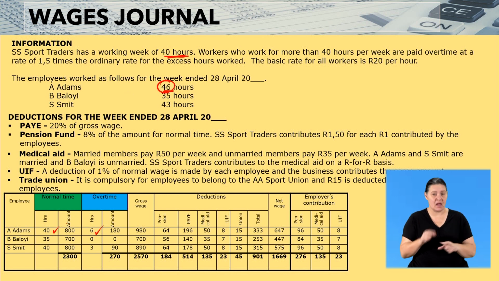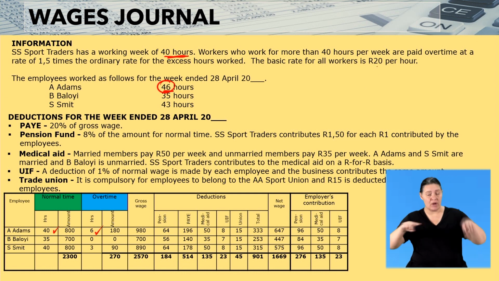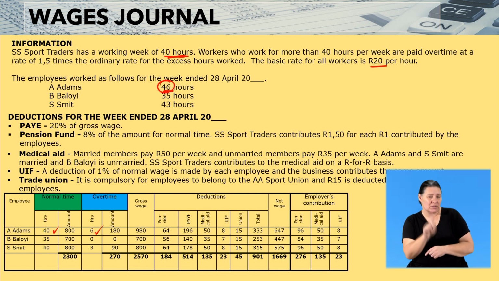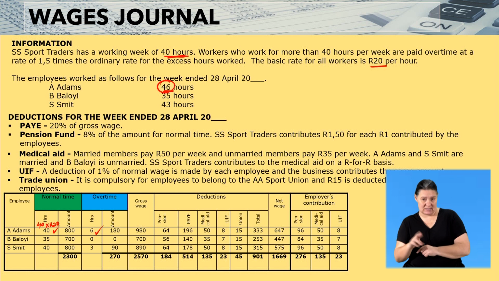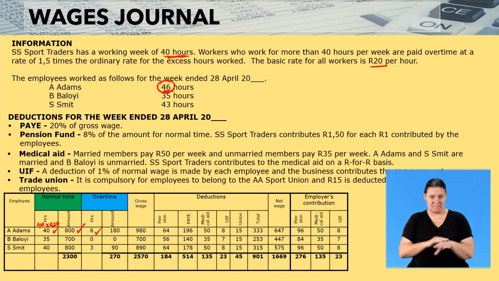And then his 40 hours, which is the normal time, the rate is 20 Rand. In other words, we will say 40 hours times the 20 Rand. That is how you get 800, because they told us the basic rate is 20 Rand per hour and he has worked 40 hours.